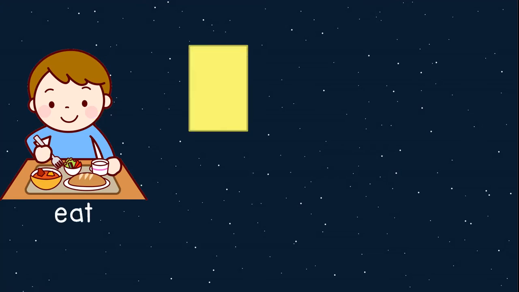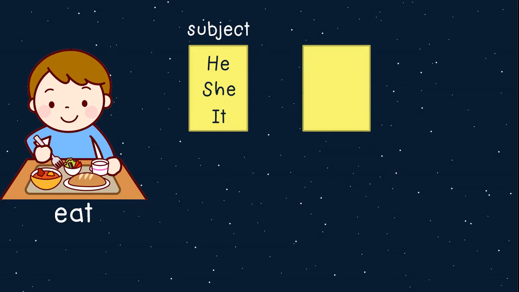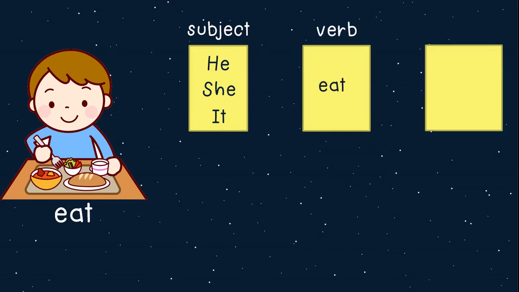Okay, I will show you 3 simple sentences that have subject, verb and object, using the verb eat. The first one we have he, she, it. These are subject, pelaku, orang yang buat. And then the verb is eat. In this sentence, I will use a lot as the object.